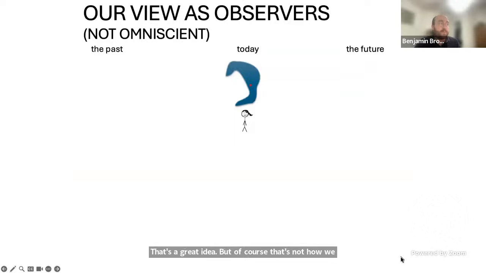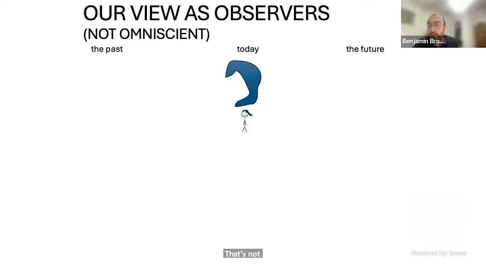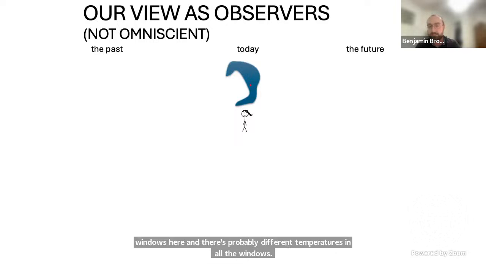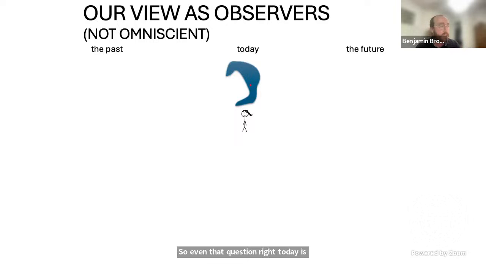We are not omniscient. And so if we're here in the middle for today, trying to get a feel for what the temperature is outside my window right now, that's not perfect, even if I have a great thermometer. Your thermometers are imperfect. I have 3 windows here, and there's probably different temperatures in all the windows. So even that question right today, it starts a little fuzzy. It's not a strict answer.